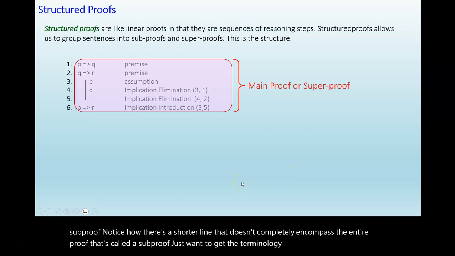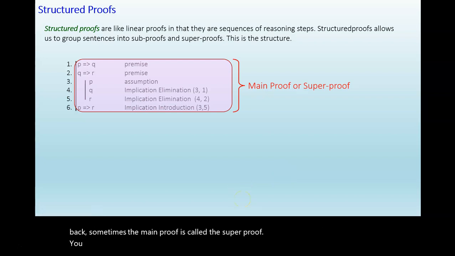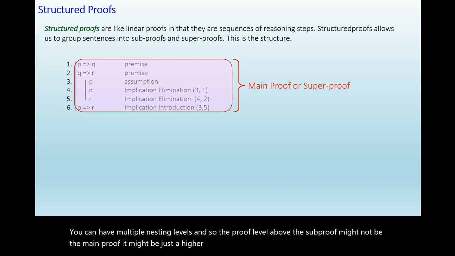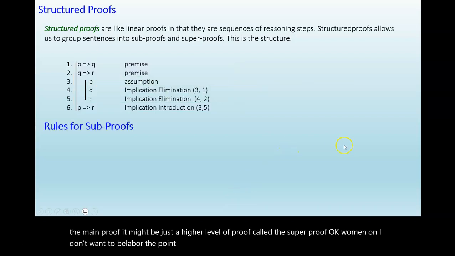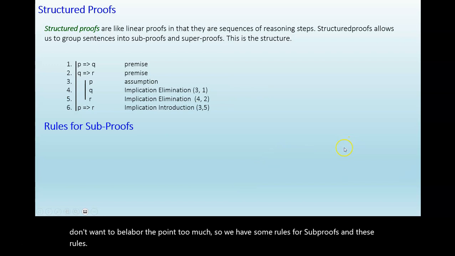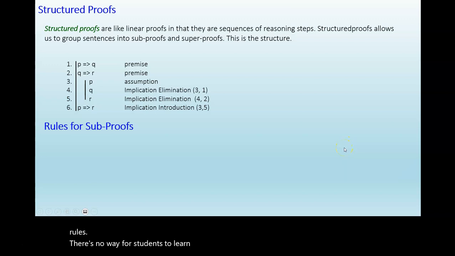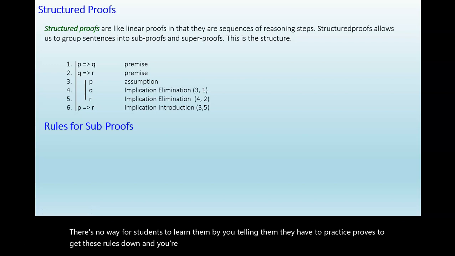By the way, going back, sometimes the main proof is called a superproof because you can have multiple nesting levels, and so the proof level above the subproof might not be the main proof. It might be just a higher level of proof called the superproof. Okay, moving on. I don't want to belabor the point too much. So we've got some rules for subproofs, and there's no way for students to learn them by you telling them. They have to practice proofs to get these rules down, and you're going to have to provide them with numerous opportunities to practice.